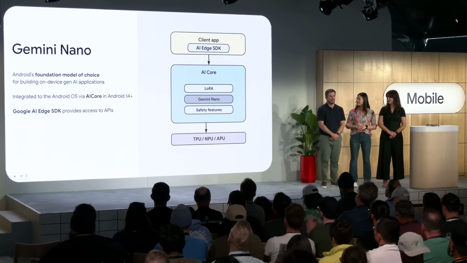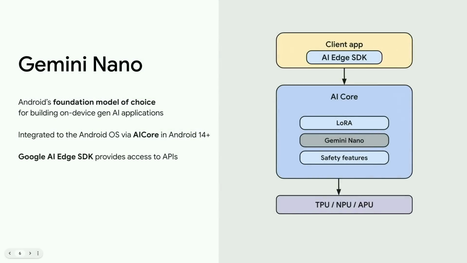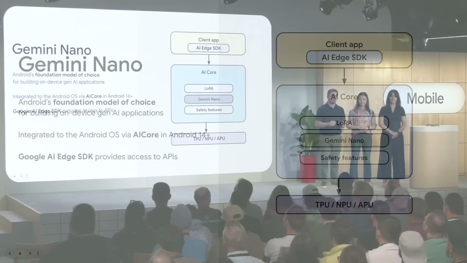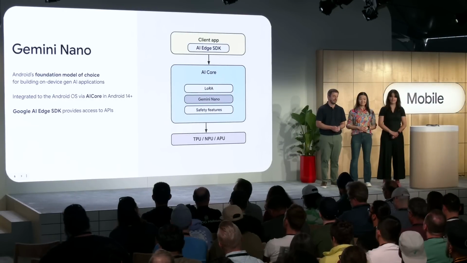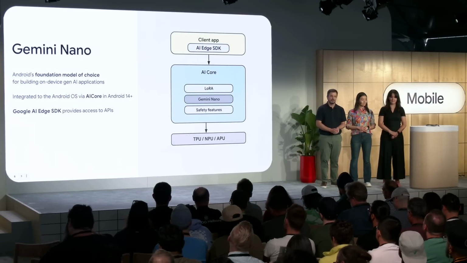Gemini Nano is specifically optimized to run on mobile, and it's Android's foundation model of choice for building on-device generative AI applications. Starting with Android 14, a new system service named AI Core provides you easy access to Gemini Nano. AI Core handles model management, runtimes, safety features, and enables low-rank adaptation fine-tuning. Gemini Nano is now available on Pixel 8 Pro and Samsung S24 series devices, and we look forward to bringing it to more premium devices in the near future.